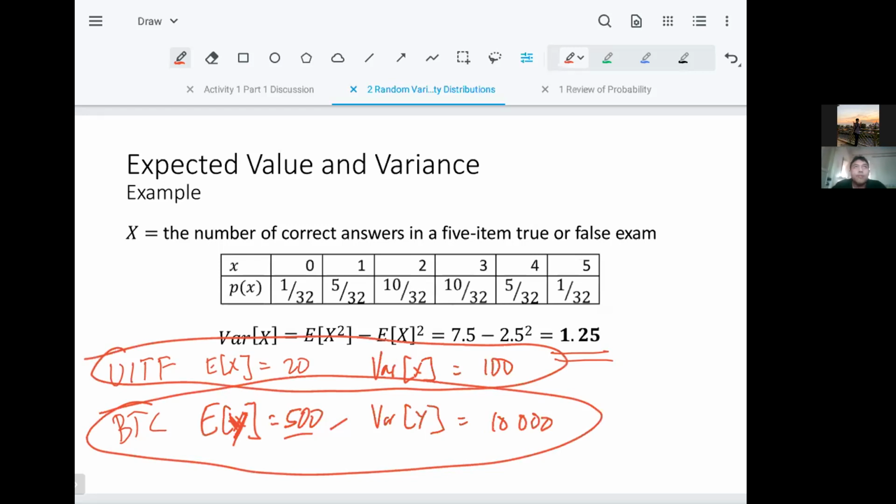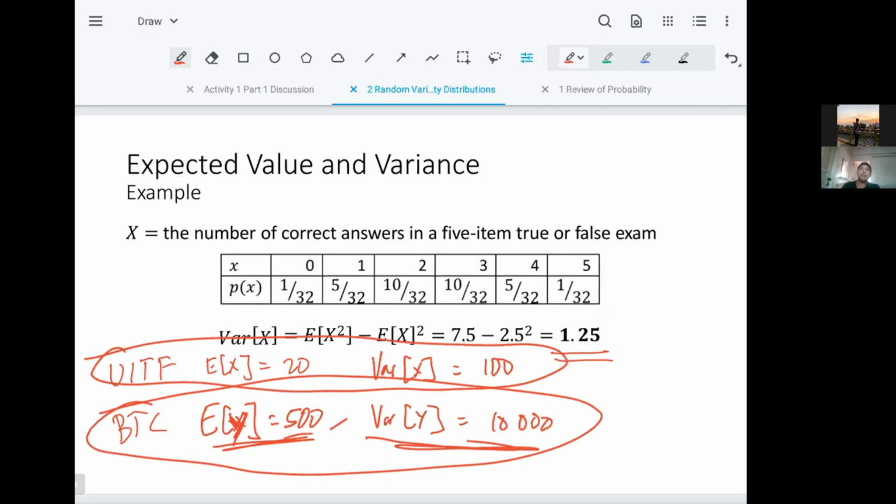Okay, kunwari nagsusugal ka, may mga perya pa ba kayo? Puro sugal, no? May mga perya pa ba? Doon sa isang laro, expected winnings ko ganito. Variance ko ganito. Ganon din, same thing. Use the concept of expected value and variance. Average kita, how volatile is the asset? Parang ganon siya.